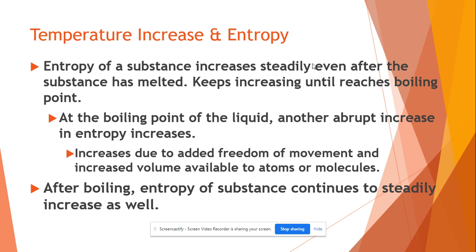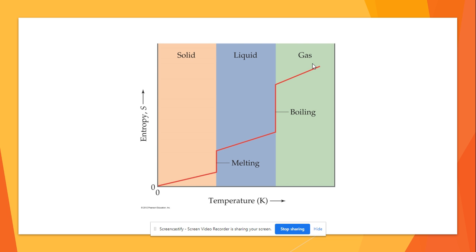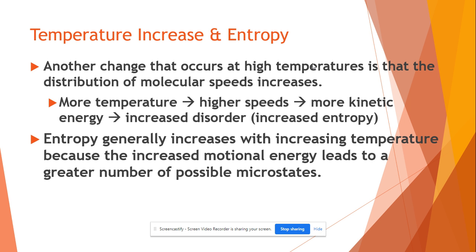So just like we said in the last slide with the picture, entropy of a substance increases even after it has melted, and it keeps increasing until it reaches that boiling point. At that boiling point, there is another jump in entropy, and this is because there is even more freedom of movement when things turn into a gas. And remember, gases move about very quickly and very randomly. And even after it's been a gas, you can still heat it and entropy can still increase as well. So again, it brings back that picture.